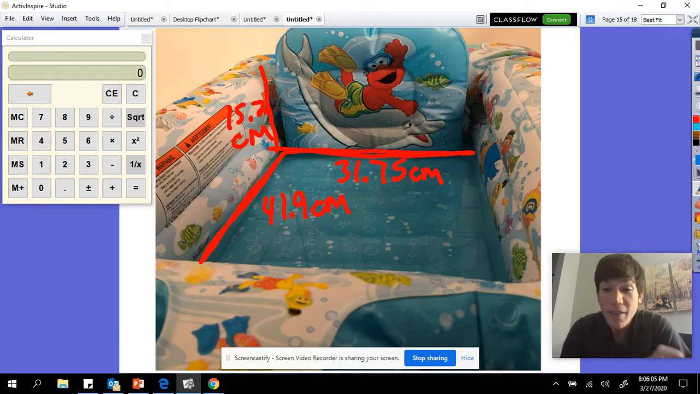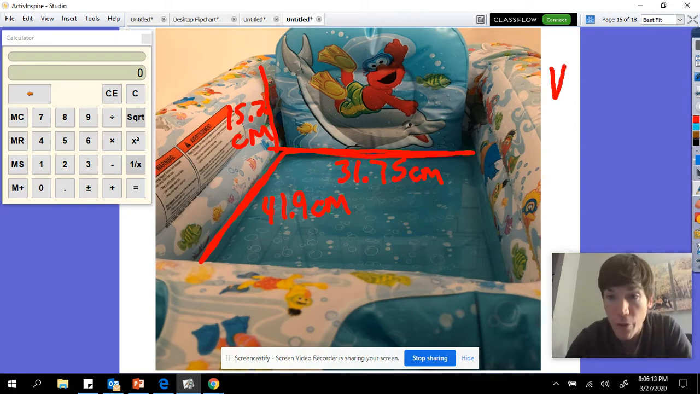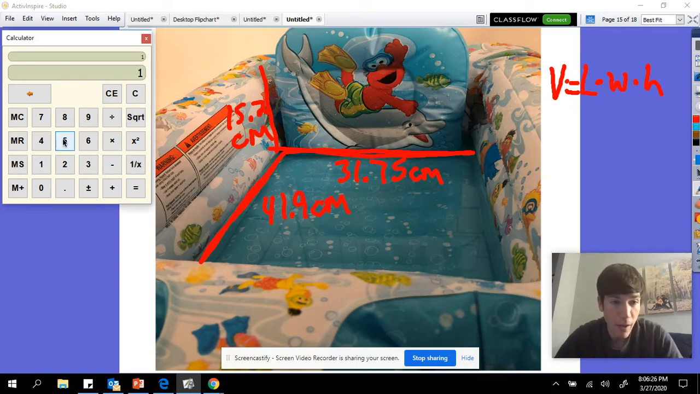Now, notice again, this isn't a perfect rectangular prism, but what I knew was that remember, we can find the volume by taking the length times the width times the height. If I multiplied those three things, I could get the volume of the inside of the bathtub. So the first thing I'm going to do is say length times width times height. So we're going to take 15 and 2/10 times 41 and 9/10 times 31 and 75 hundredths, which gets me this really big number.